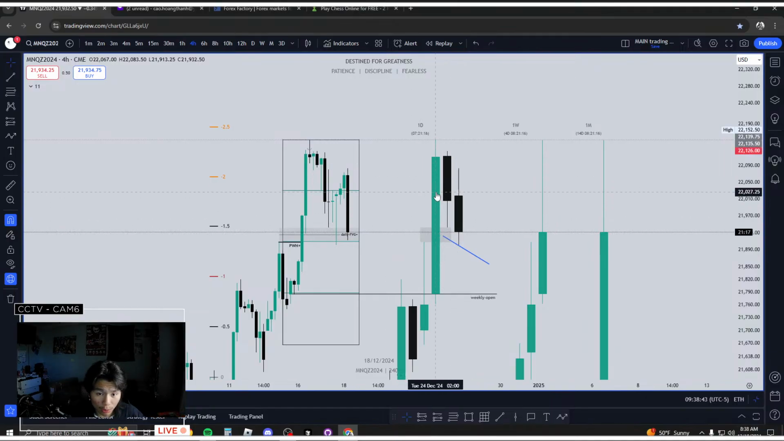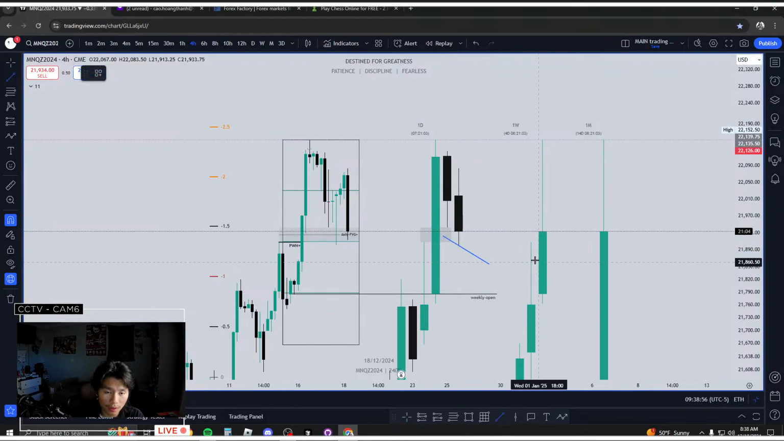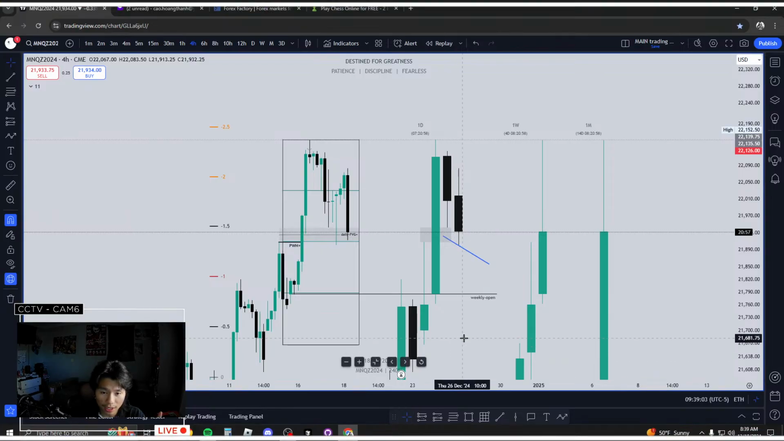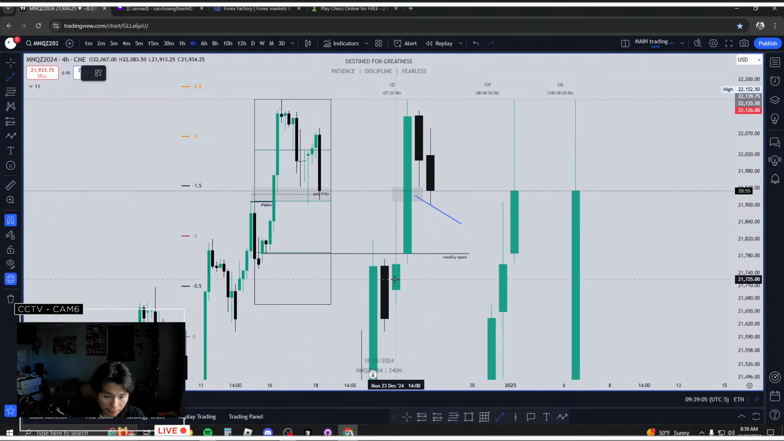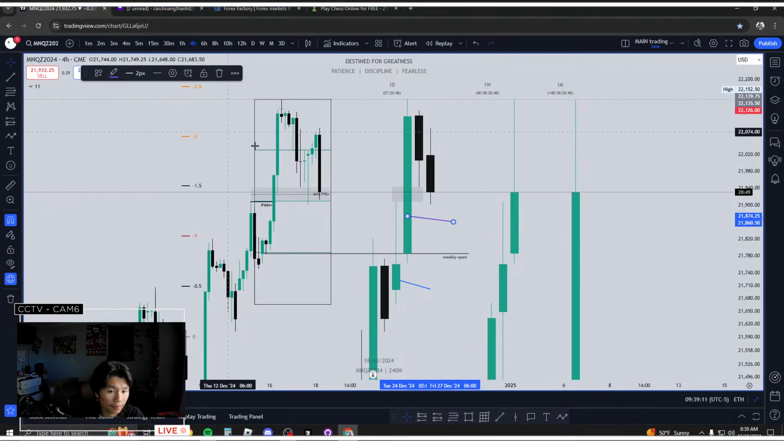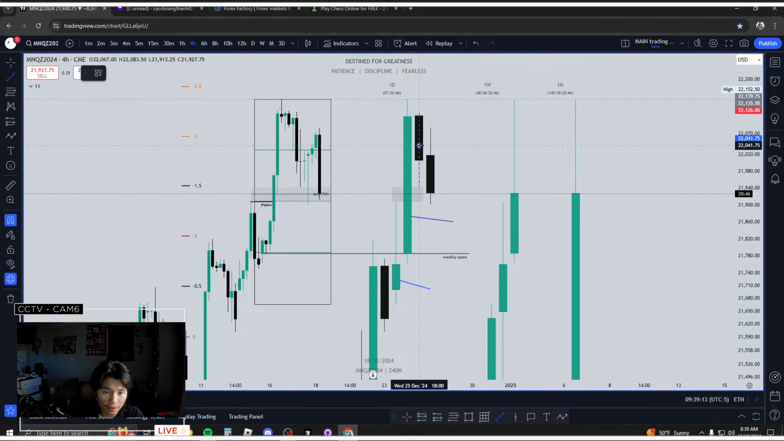With the way we close here on this daily candle, with the way we close here on Tuesday, I can anticipate for the daily fair value gap to be rebalanced, because we didn't close. So backtracking a little bit here, a fair value gap is created with a 3-candle pattern, right? This is the first candle, this is the second candle, and this is the third candle.